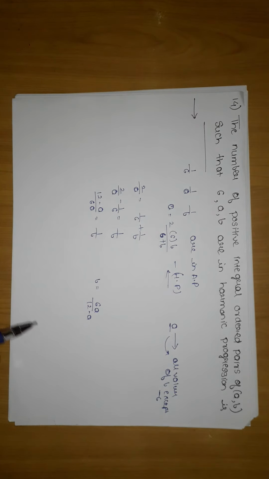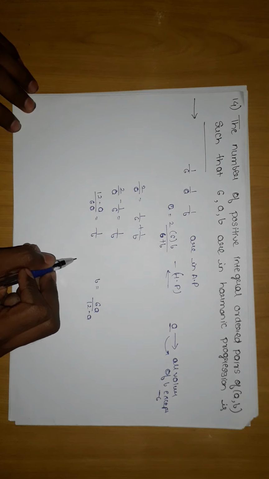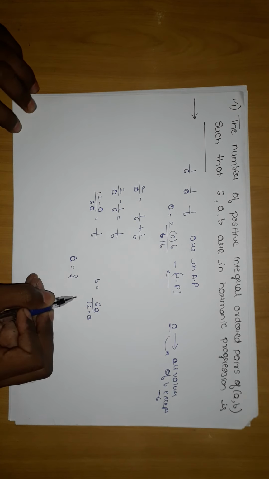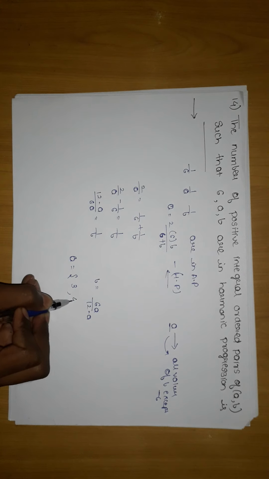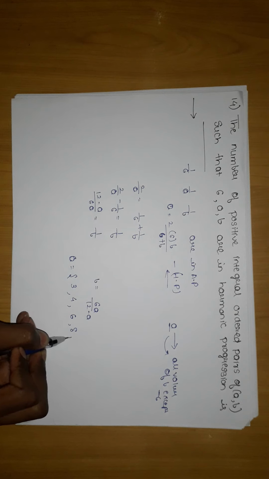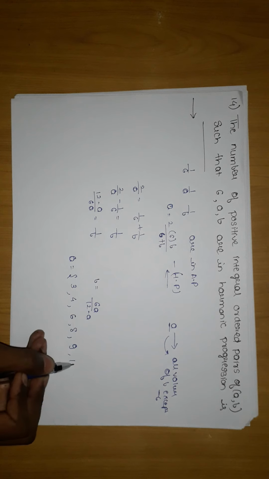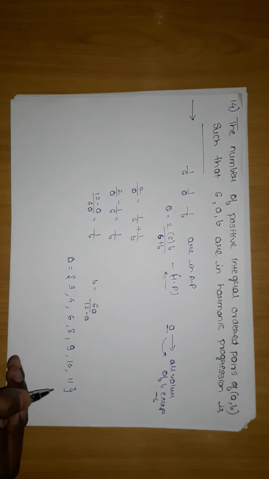Okay, the numbers which are valid will be less than 12, and they should give an integral value, not a value in the form of p by q, that is irrational. So a can have values like 3, 4, 6, 8, 9, 10, 11. 7 will not satisfy, right? If I take 12, it will become 0.